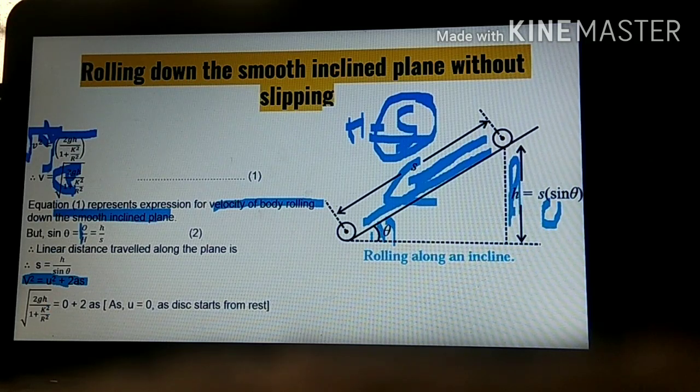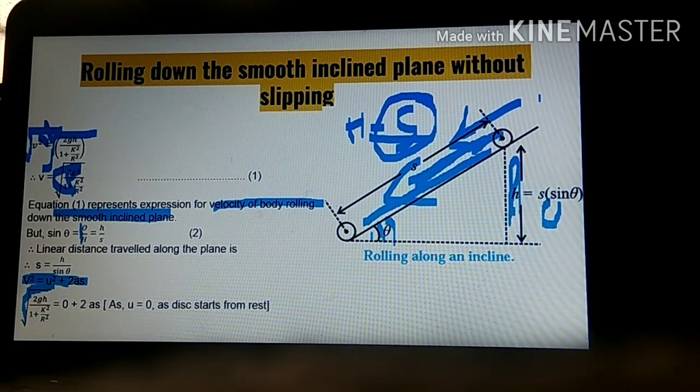लेकिन ये square है. This square means the root sign will not be there. Ultimately what we will be getting? 2gh upon 1 plus k square upon r square is equals to, u will be taken as 0, as this disk is starting from this point. As this disk is starting rolling from this point, initial velocity is equals to 0, so u is taken as 0.